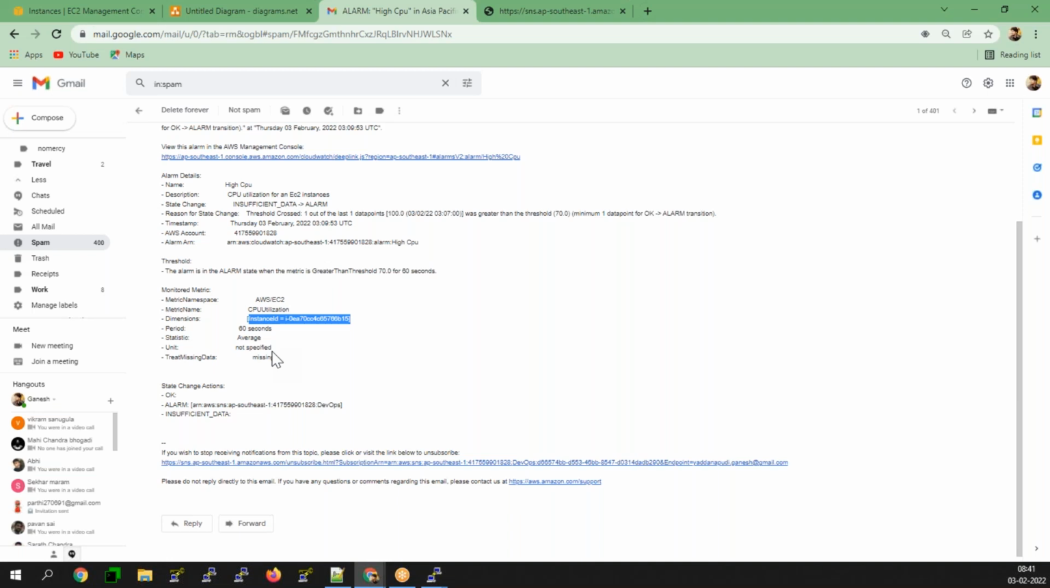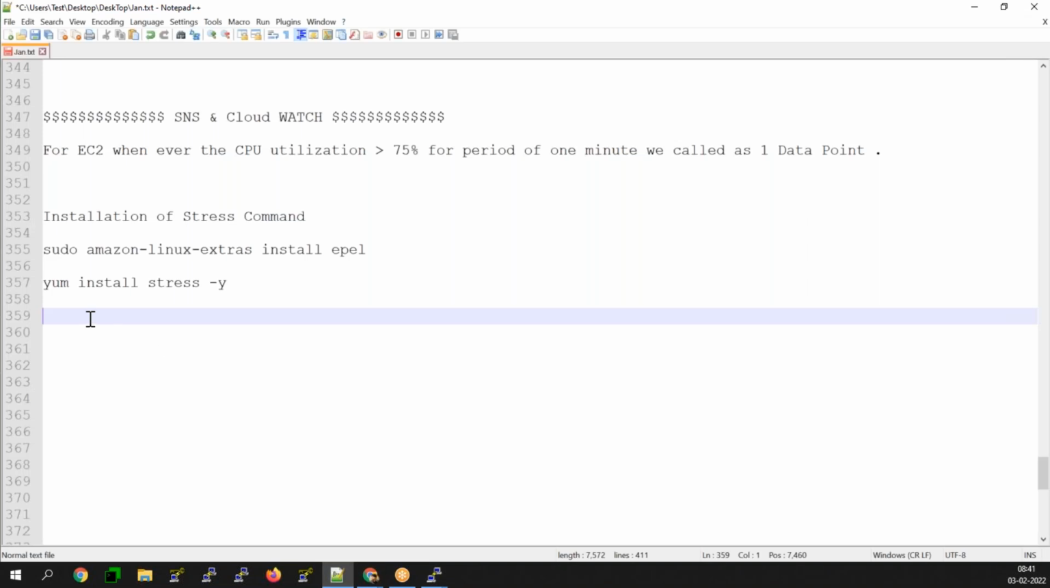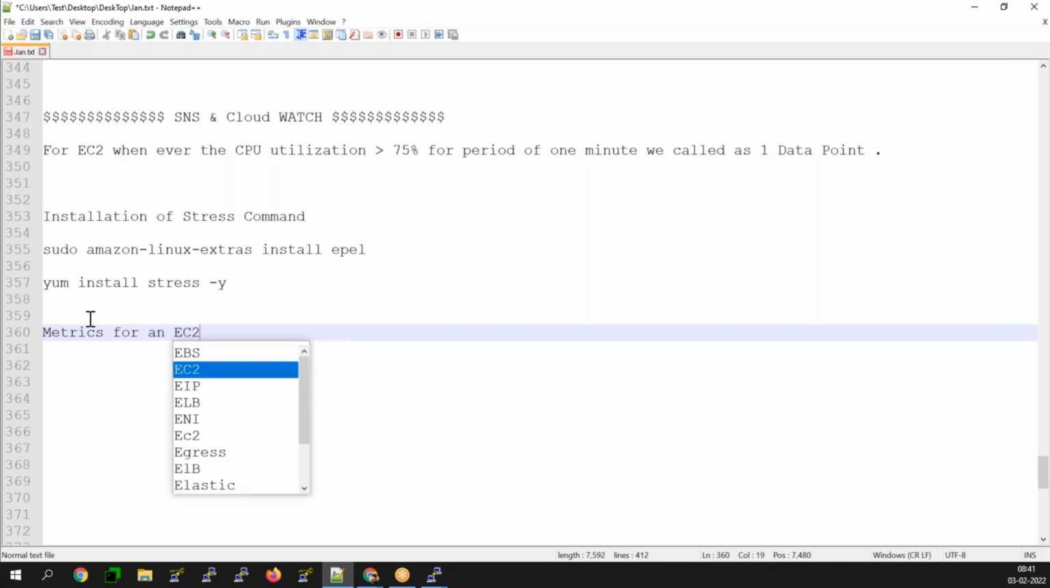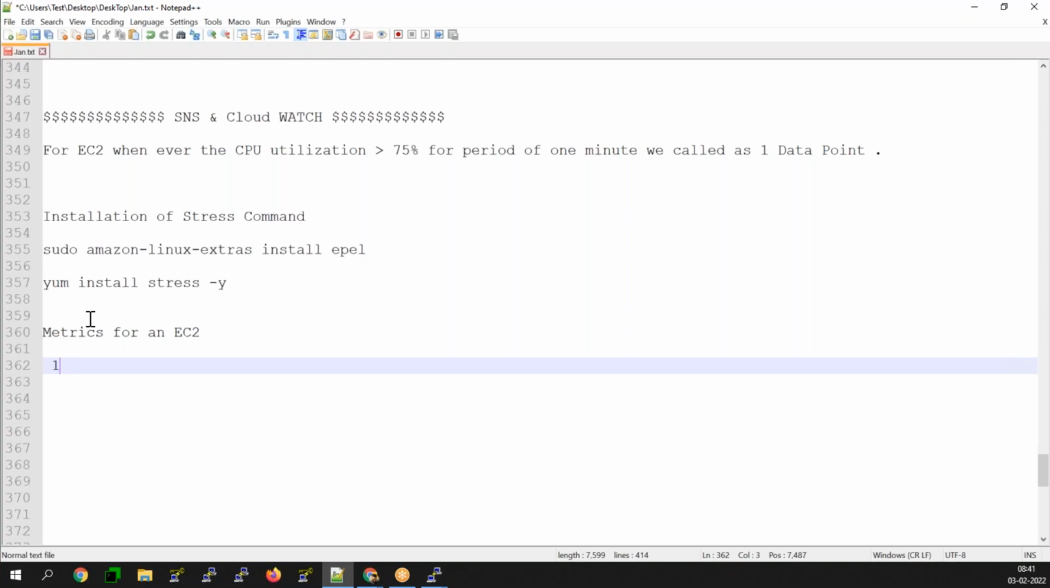Not only this one, you guys need to understand that generally in the real-time environment, the CPU is going to be monitored, the memory is going to be monitored, the disk space is going to be monitored, the service health checks are going to be monitored. So what metrics do you generally monitor in a real-time environment for an EC2 instance? This is an entry question actually for EC2 instances.